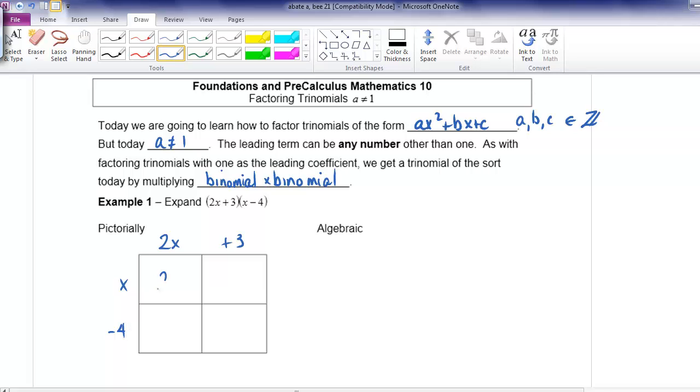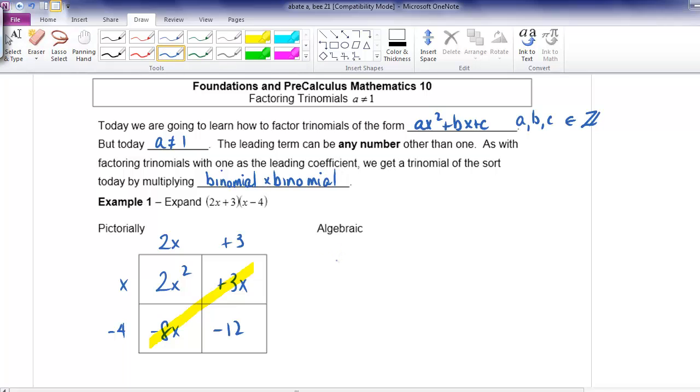Going to go through our area model first. 2x squared plus 3x minus 8x minus 12, and when we combine like terms, we set it up the same way. Our like terms are in the same spot, our x squared term is in the same spot, and our constants in the same spot, and we would collect like terms. I'll do that on the right when we do it algebraically.